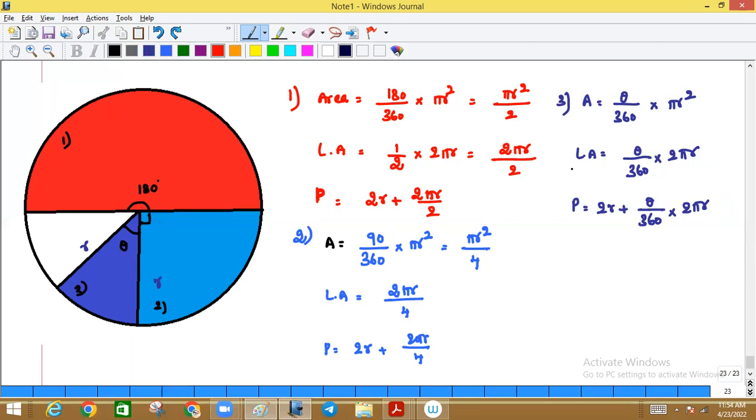Divide area by length of arc. What do you get, area by length of arc? Theta by 360, theta by 360 cancel. Pi r cancel. So in the numerator, what will be left out? R. In the denominator, it's 2. So what is the area when length of arc and radius are given? Area is equals to length of arc into radius by 2. So what is the area? Length of arc into radius by 2.